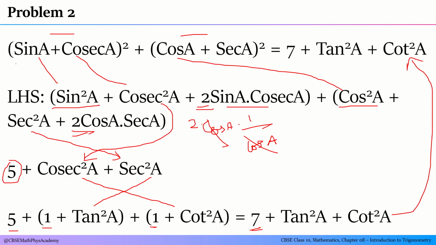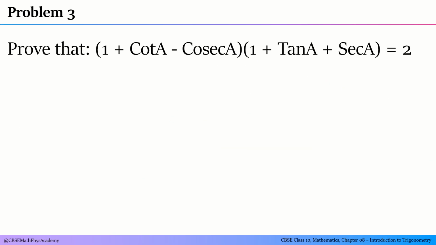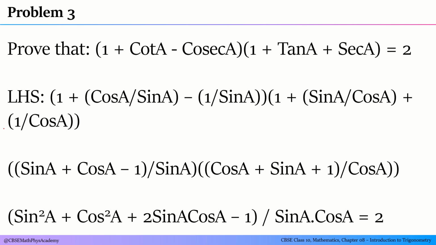Problem 3. (1 plus cot A minus cosec A) into (1 plus tan A plus sec A) is equal to 2. What I'm going to do is, here I have an opportunity: cot A is cos A by sin A, and similarly cosec A is equal to 1 by sin A.